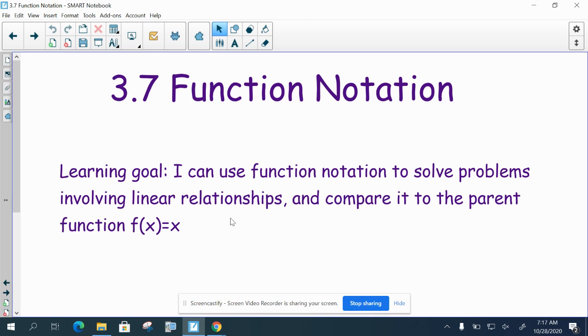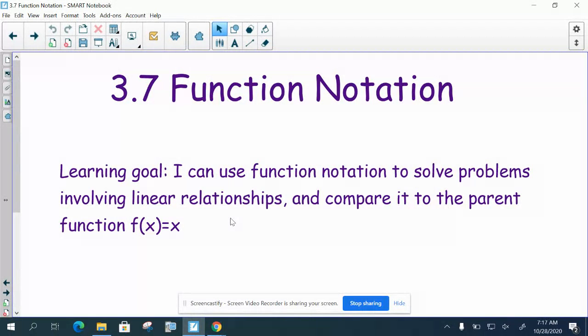This is lesson 3.7, function notation, part 2. So in the part 1 video for 3.7, you learned how to compare a linear function to the parent function f of x equals x. Today we're flip-flopping the lesson around. We're going to go back and talk a little more about what function notation is and how to use it, and also some word problems that involve function notation.